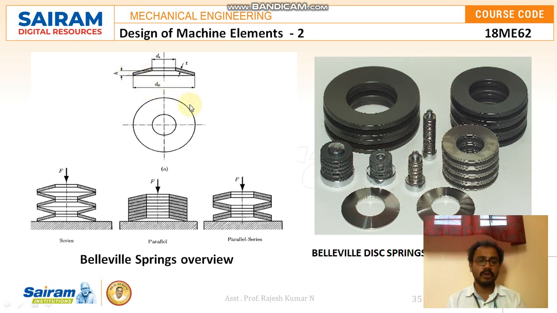So the symbols we are supposed to remember in Belleville springs: first, looking at the springs, we should be able to differentiate which is a leaf spring, which is a helical spring, and which is a Belleville spring. Belleville springs are very easy to identify. The important symbols to remember here are the outer diameter, the inner diameter, the thickness, and the height h.